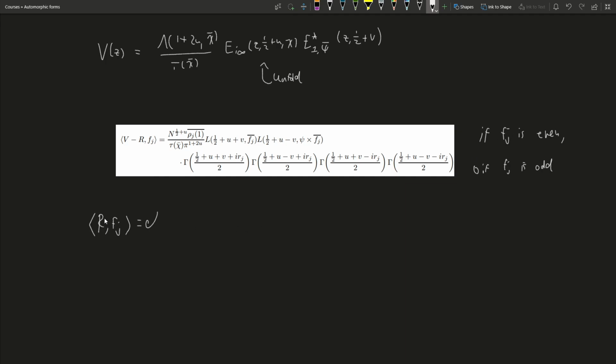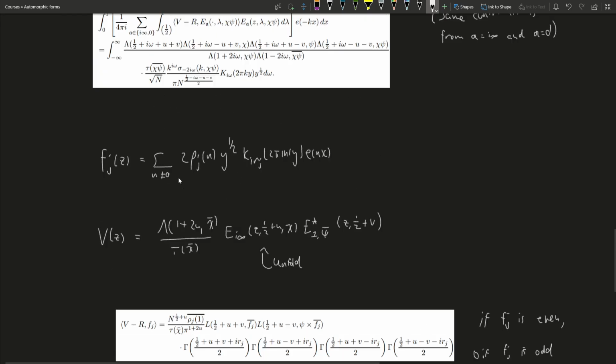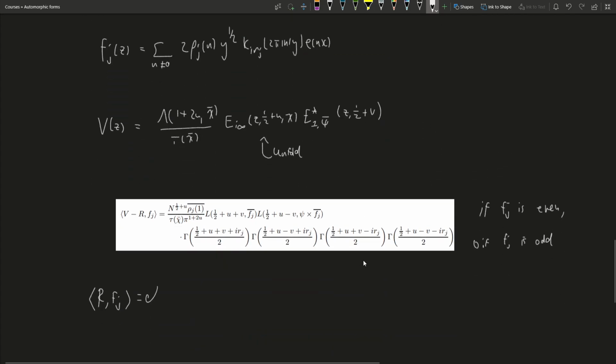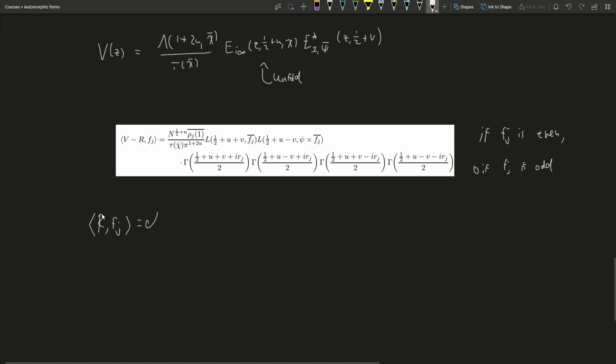R, because it's just a sum of Eisenstein series, right? R was some Eisenstein series and some other Eisenstein series. And the continuous spectrum and the discrete spectrum are orthogonal. This inner product with R is not going to matter. You can completely ignore it. So this means that the inner product of V minus R with Fj is just equal to the inner product of V with Fj. And then for this inner product of V with Fj, you're unfolding this Eisenstein series, and you end up getting this.